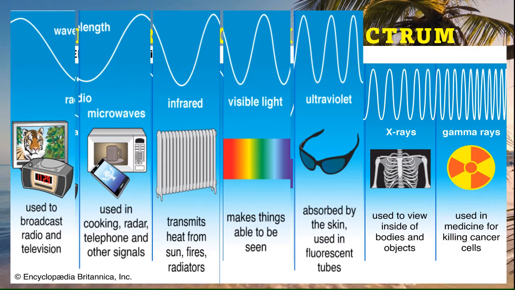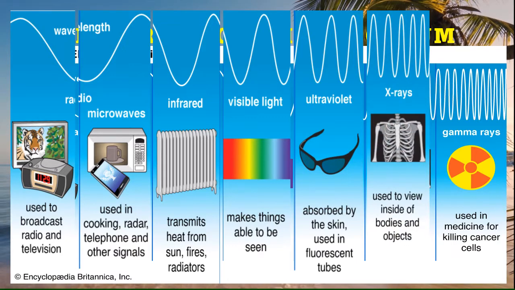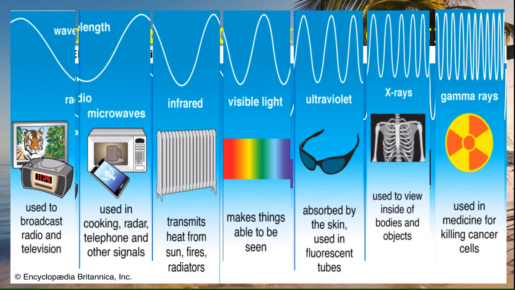Ultraviolet light is absorbed by the skin and used in fluorescent tubes. X-rays are used to view the inside of the body and objects. Gamma rays are used in medicine for killing cancer cells.